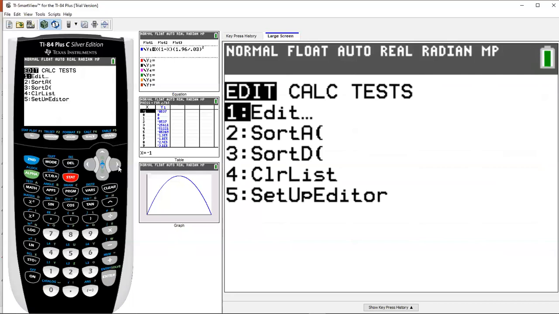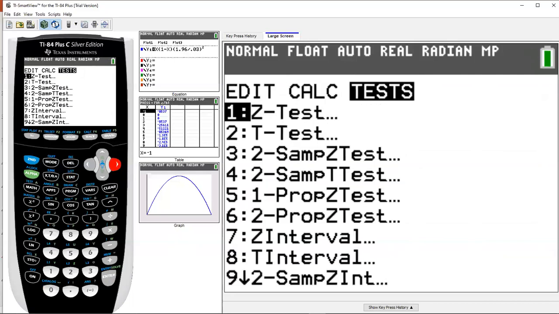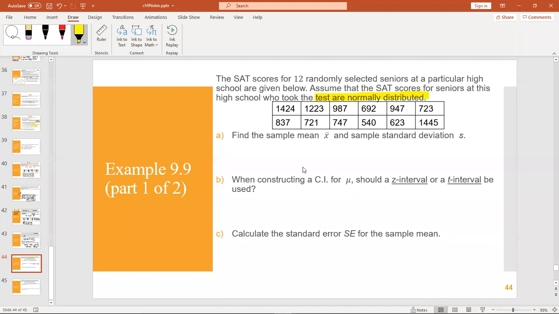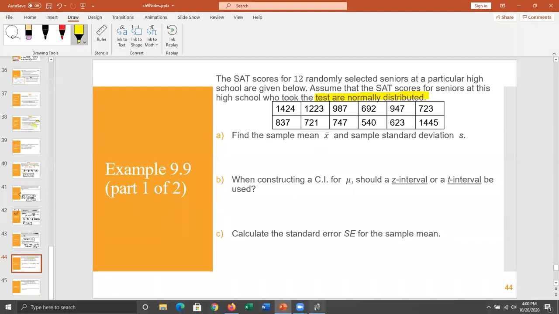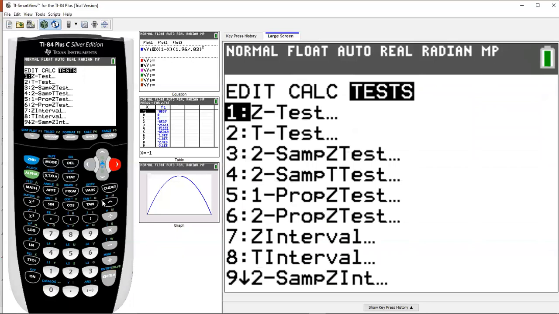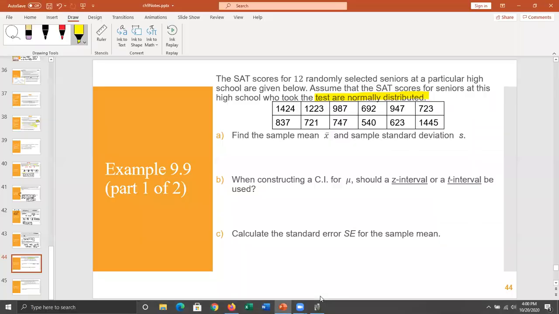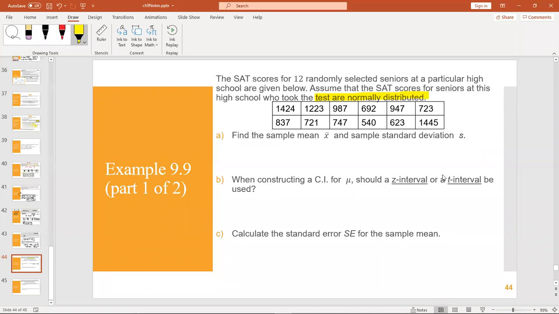Okay, so then we're going to go to stat, and let's see. Let's see what they say. Find the sample mean, X bar, and the standard deviation. Let's hang on one second. Do we need to use a T interval or a Z interval? Well, the answer is a T interval. The reason why? We don't know sigma. Nowhere in there do they tell us the standard deviation of the population. So since we don't know sigma, we use T.